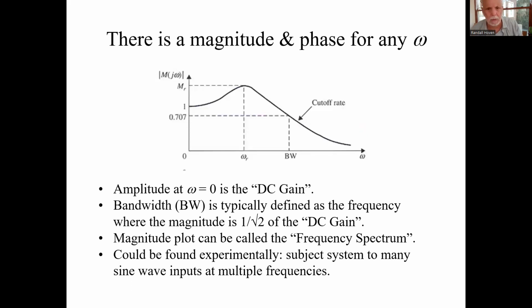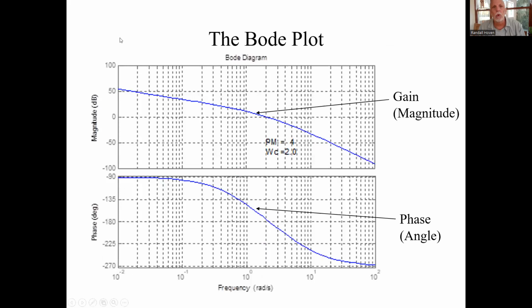So that's the bandwidth, meaning it passes through frequencies down there and tends to reject higher frequencies, maybe where your noise is. And by the way, sometimes these frequency spectra can be found experimentally. You take your system and give it a sine wave input and do that for sine waves at a whole bunch of frequencies, and you get an experimental or empirical frequency spectrum. Sometimes you can do stuff with that, even if you don't know the actual transfer function.